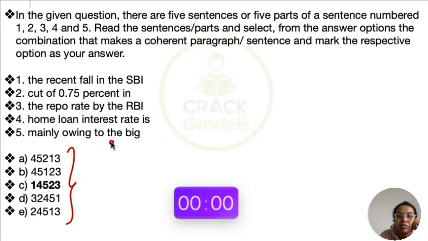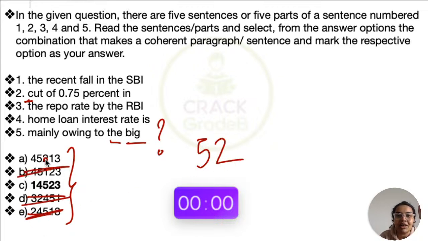So if I say to the big what? There is a question. To the big the, I cannot say. To the big cut, yes, I can say. To the big the repo, to the big home loan interest rate can come but makes no sense. So 5 along with 2 is the only possible combo which we are getting in two places. Now fourth one or the first one.